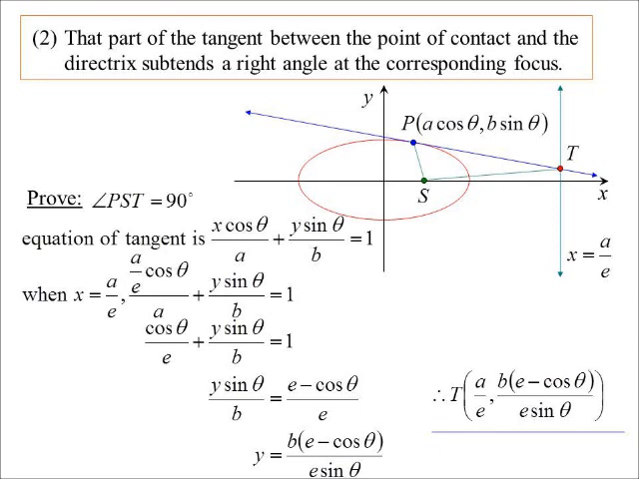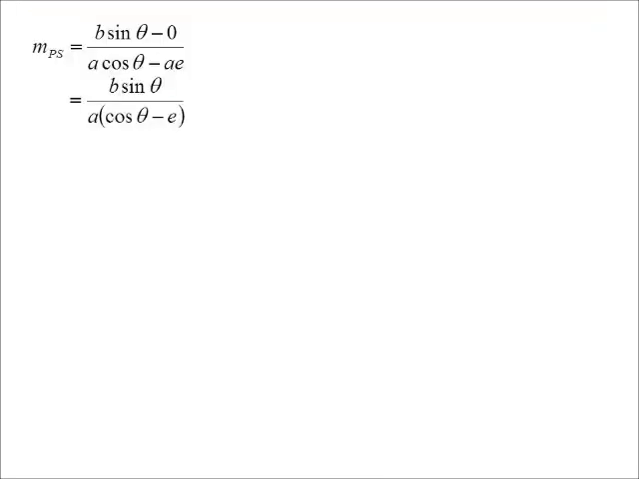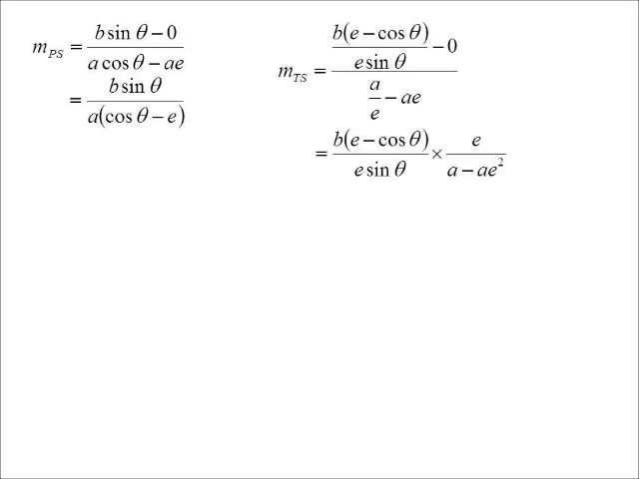We know the coordinates of S, that's (ae, 0). We have the coordinates of P. So I guess we just have to show that the slopes multiply together to give −1, and that'll prove it's a right angle. So slope of PS is b sin θ/(a cos θ − ae). Slope of TS, that's a bit uglier. Well, I'll invert and multiply, so that the denominator I've turned into one fraction.